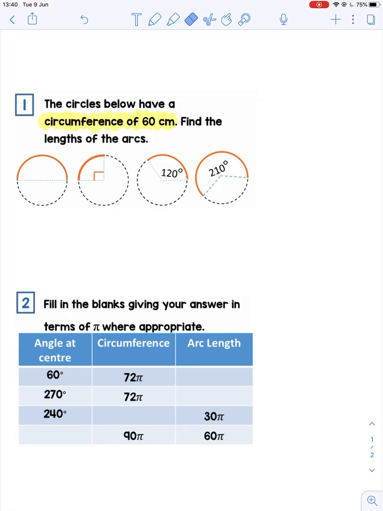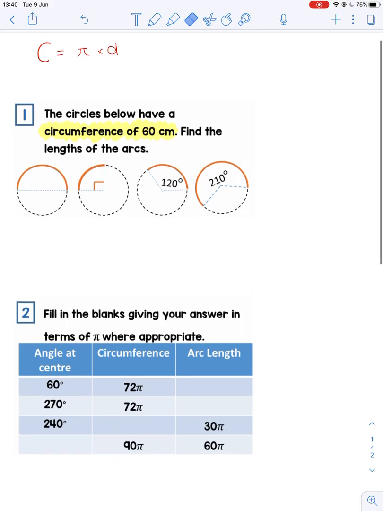Okay, so before we start, you should know the formula for the circumference around the edge of a circle is pi times the diameter. That's how you work out the circumference. So that's an important formula that you should already know. And today we're looking at arcs, so portions of the circumference.